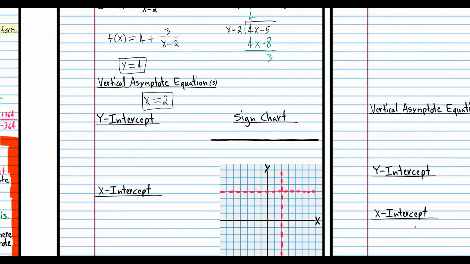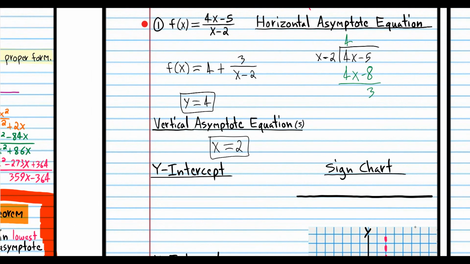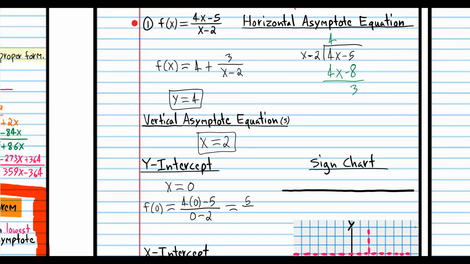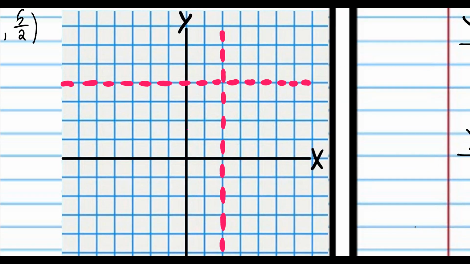Okay, so now let's find the y-intercept. So obviously to find the y-intercept, we let x equal 0. So we plug in 0 to the function. And we get 5/2. So the y-intercept is 0, 5/2. Okay. So that would be roughly here.